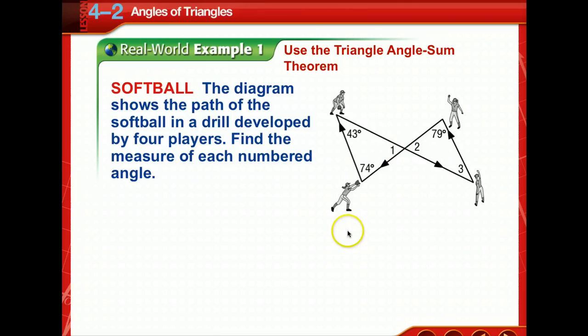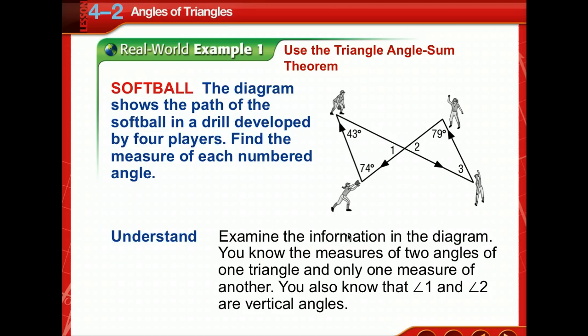So here's the diagram, which shows the path of the softball in a drill developed by 4 players. Find the measure of each numbered angle. So they make this look more difficult than it is. If these three are equal to 180, we can just add those two together and subtract from 180 to determine angle 1. Angles 1 and 2 are vertical angles, so they have the same measure. So once we find 1, we know the measure of angle 2, and then we can find the measure of angle 3 by subtracting these two added together from 180. So let's see what this looks like.